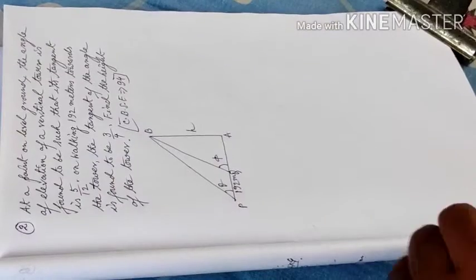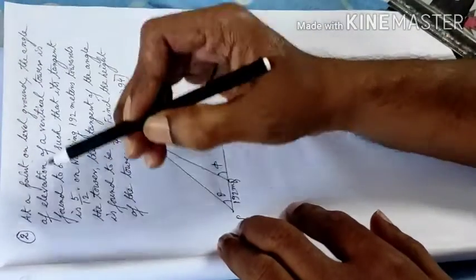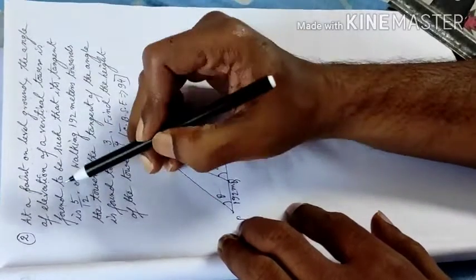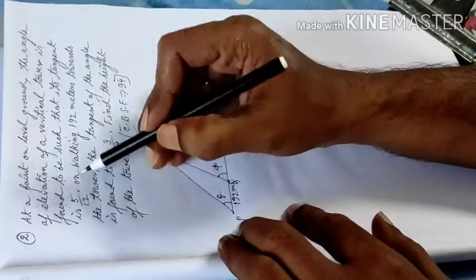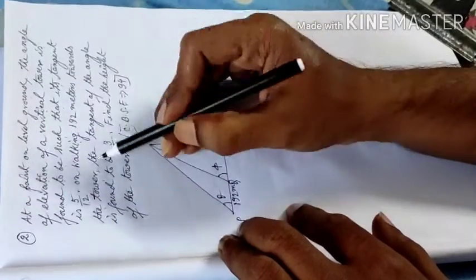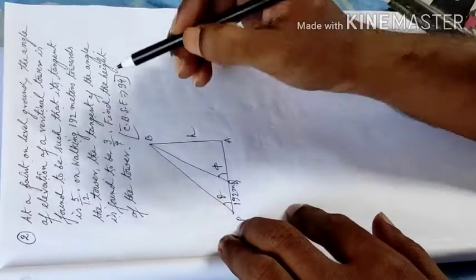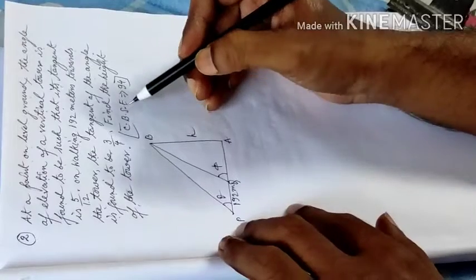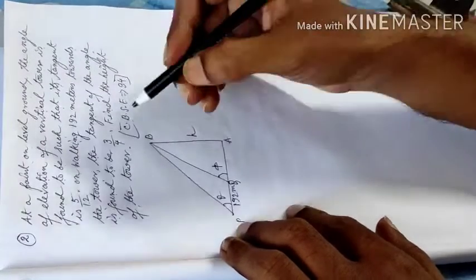Question number 2. At a point on the level road, the angle of elevation of a vertical tower is found to be such that its tangent is 5 by 12. On walking 192 meters towards the tower, the tangent of the angle is found to be 3 by 4. Find the height of the tower. This question has come from CBSE in the year 1994. Very important question. Let us solve it.